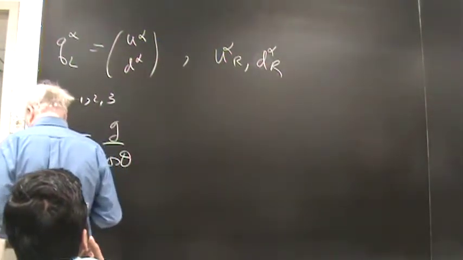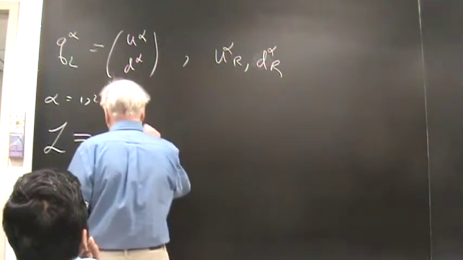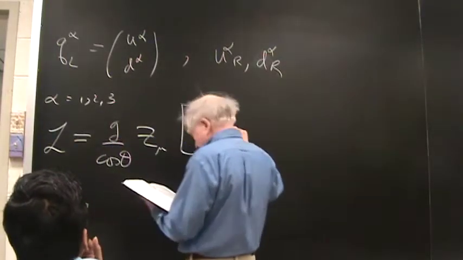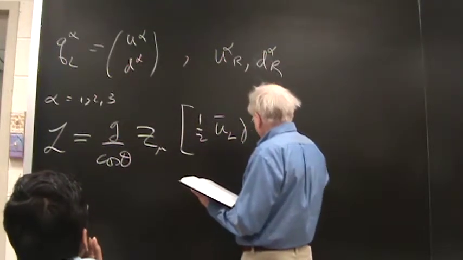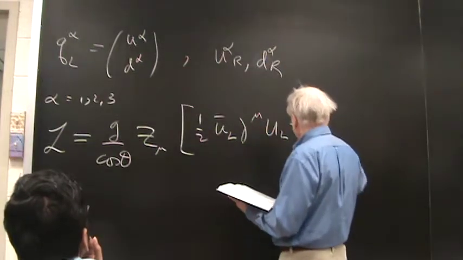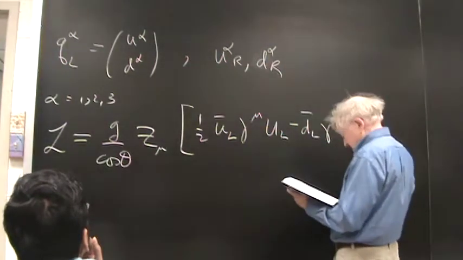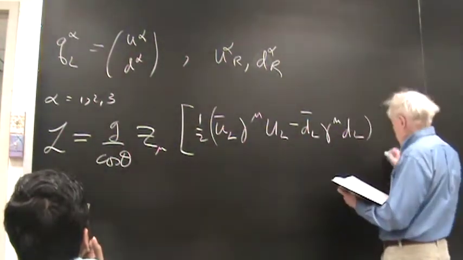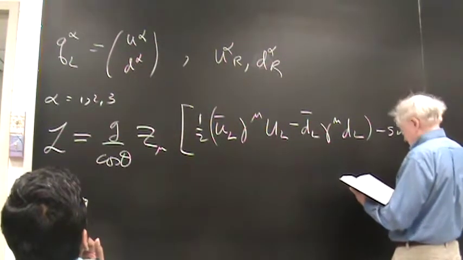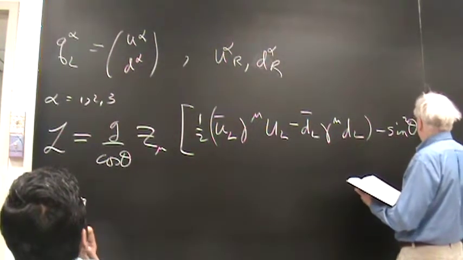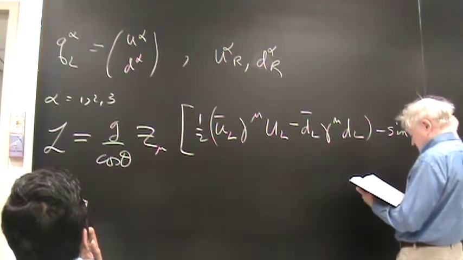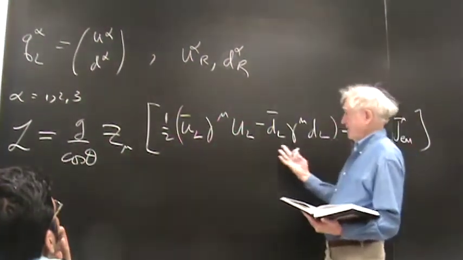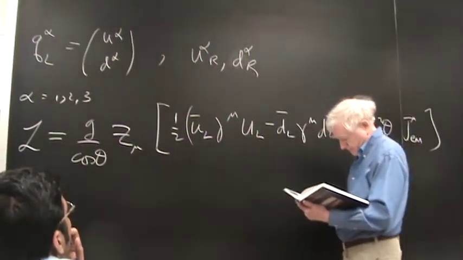Okay, well, when you write down the Lagrangian for this, at least the neutral current part, you get G over cosine theta_W, Z_mu, times a half u-bar_L gamma^mu u_L minus d-bar_L gamma^mu d_L, minus sine squared theta, and then j electromagnetic mu. So that's the coupling there. It's the electromagnetic, and then this parity violating term.